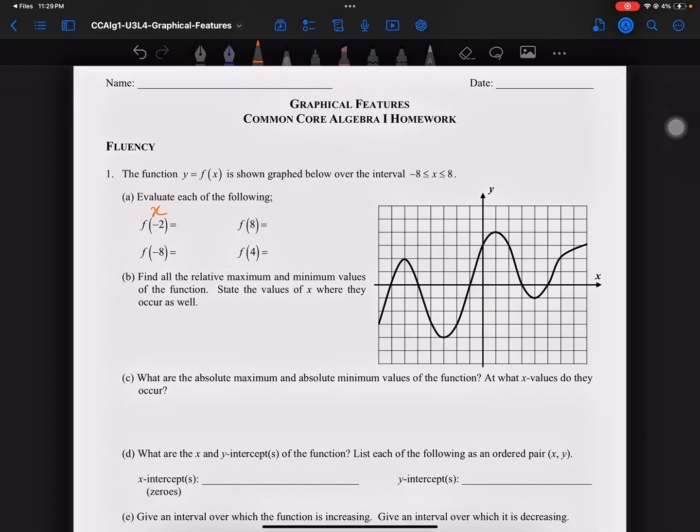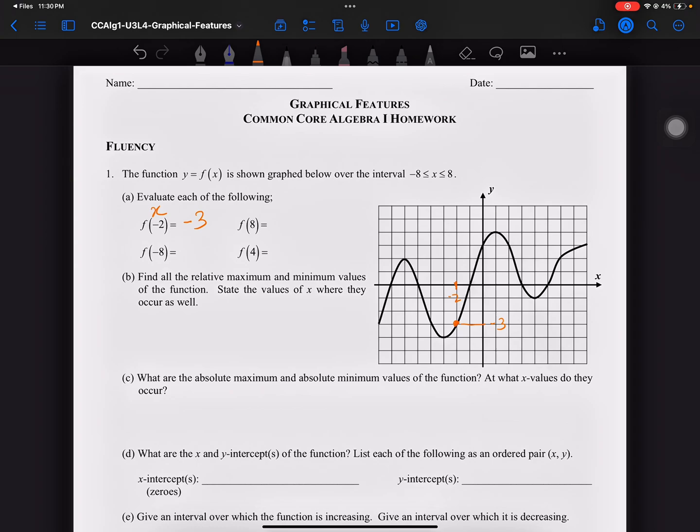Alright, so the first question asks us to find f(-2). Remember, this is x = -2. So we go to x = -2 on the axis and we find what y value the graph has there. So f(-2) will be here: go to x = -2, look up to the graph and then find that point's y value. So y is -3.